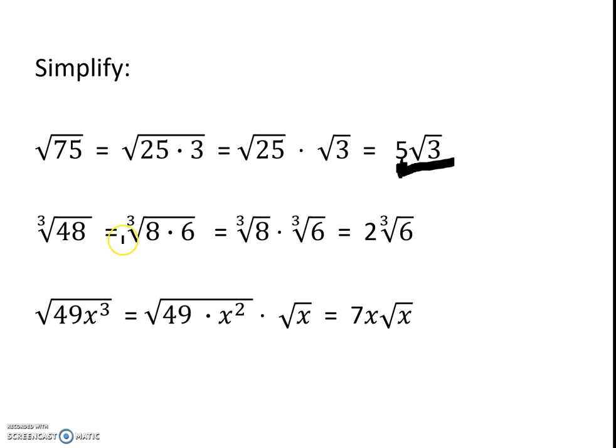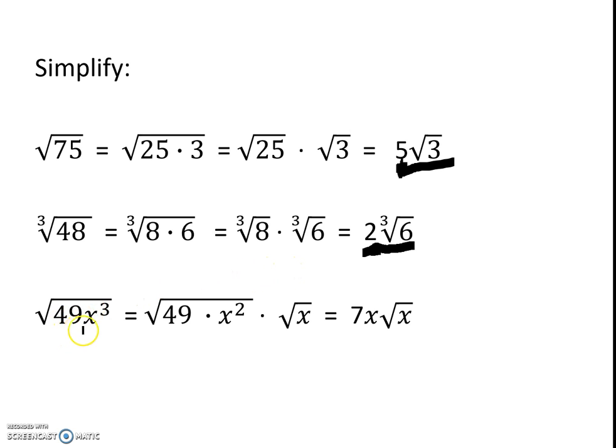The cube root of 48 is the same as the cube root of 8 times 6. And we know the cube root of 8 is 2. And we still have the cube root of 6, which is simplified. It's in its lowest terms. So our answer is 2 times the cube root of 6.